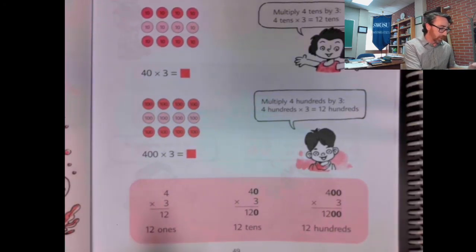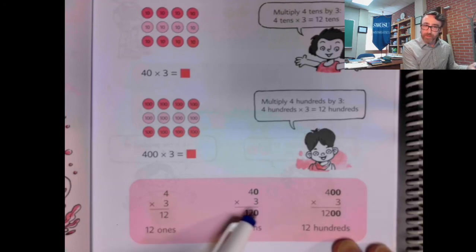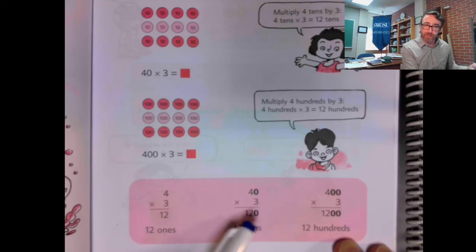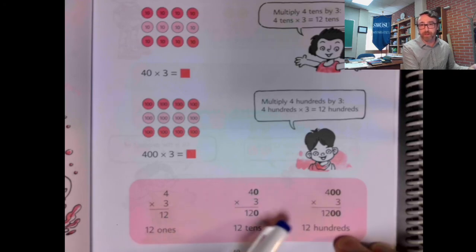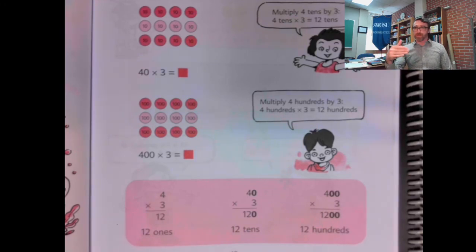4 times 3 is 12. 12 tens. Notice there's that shift. Here we're doing 4 times 3, but we have this extra multiple of 10 that shifts over one place value. And over here we have shifted over two place values. So dealing with multiples of 10 leads us to the transition to stage 2, which is multiplying by two-digit numbers.